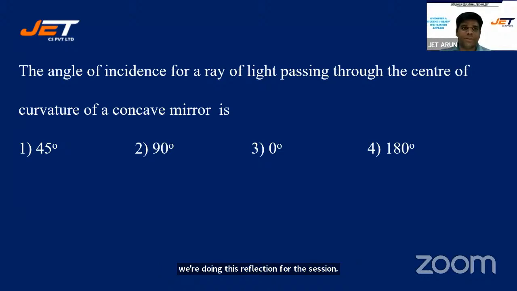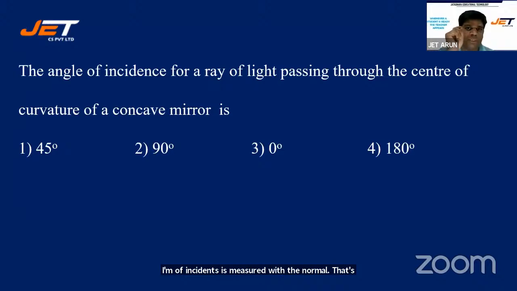Here's the next question. The angle of incidence for a ray of light passing through the center of curvature of a concave mirror is 45, 90, 0, or 180 degrees. We talked about this when we covered theory, students. It hits normally, it rebounds normally. Hits perpendicularly, rebounds perpendicularly. Angle of incidence is measured with the normal. That's very important to keep in mind.